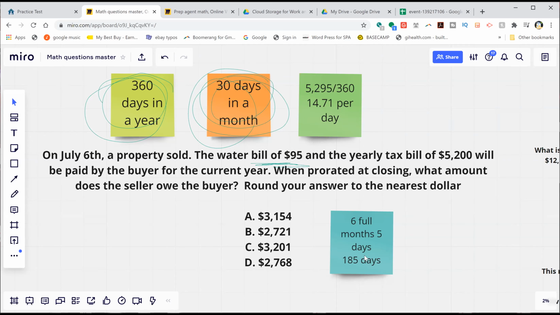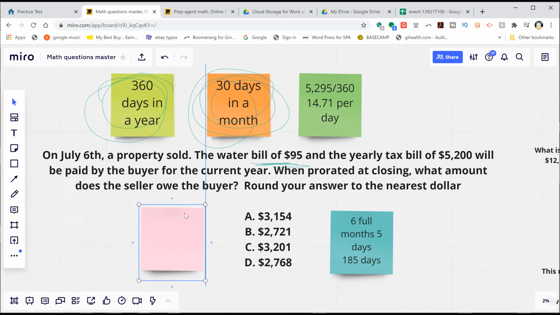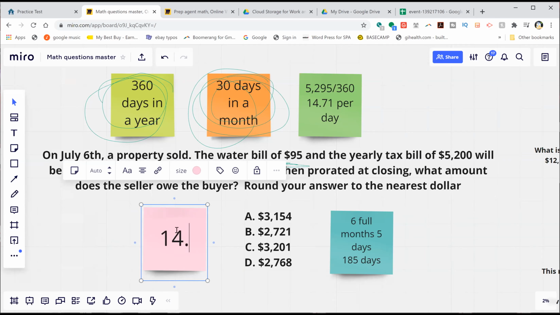So I now know that the seller is responsible for 185 days, and I have the daily number. The last step, last hurrah, is to take 14.71 and multiply it by 185 days, and that should give you 2721 and change, so B is the answer.